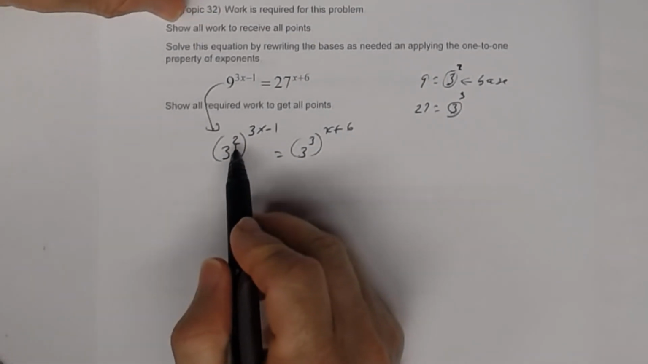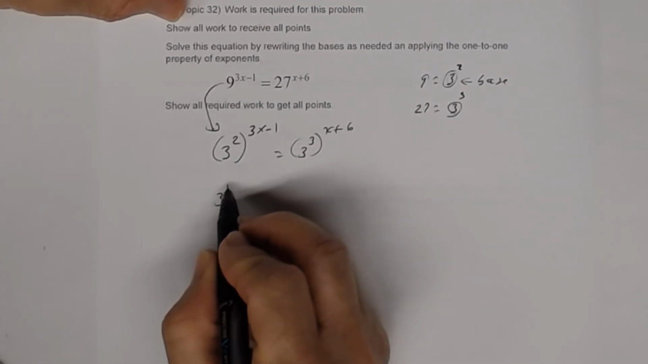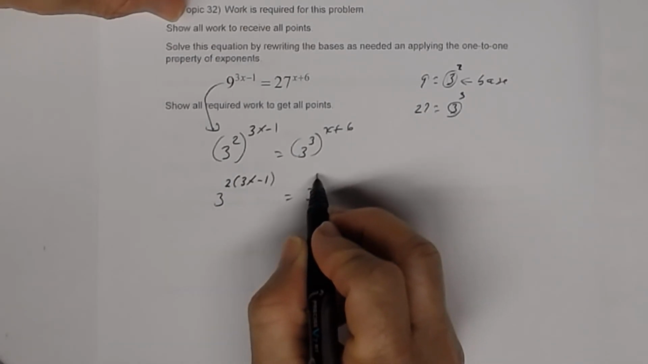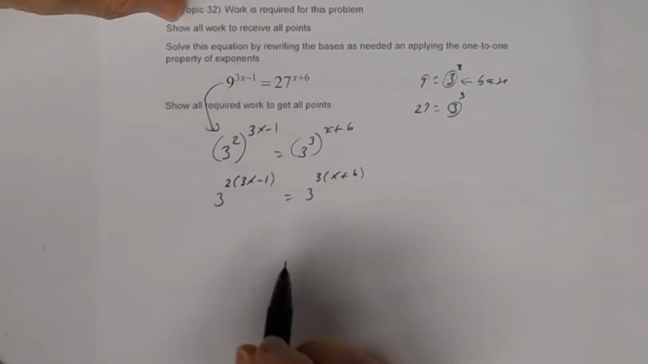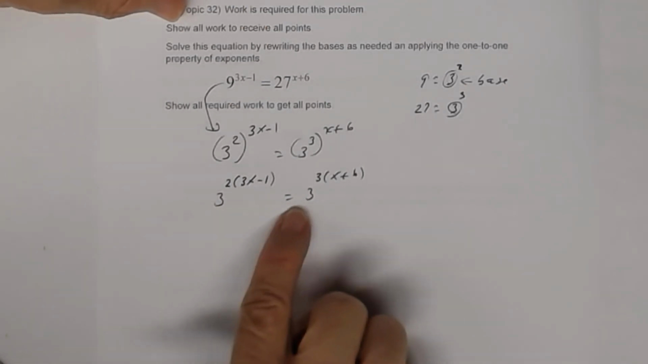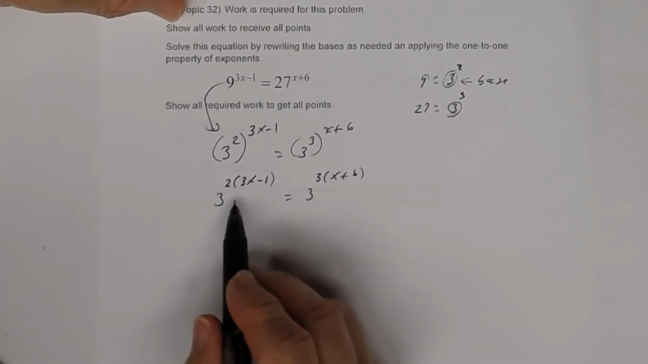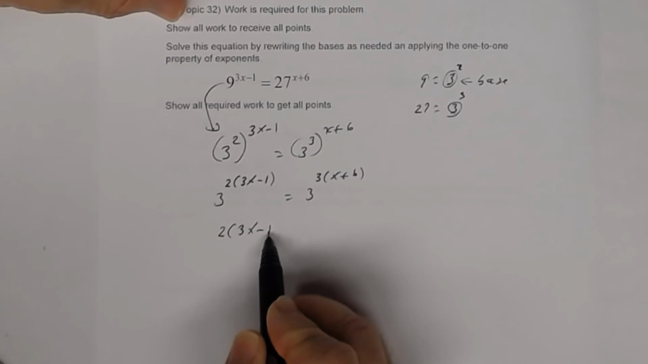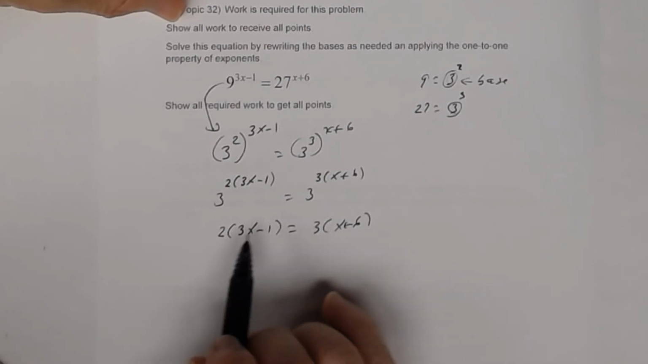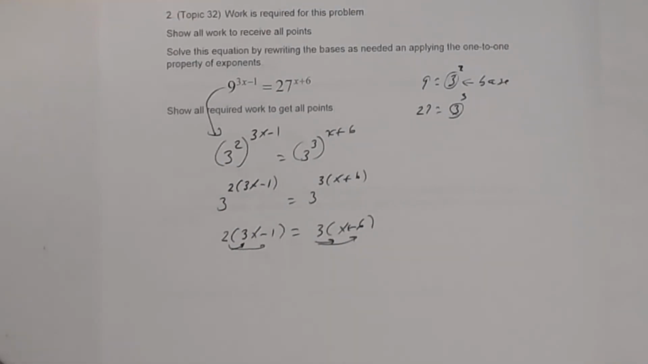And now what we're going to do is use the fact that you have a power raised to a power. So I'm going to multiply these exponents. So I get 3 raised to the 2 times 3x minus 1 equals 3 raised to the 3 times x plus 6. And then I can use the one-to-one property of exponents. Since the bases are the same, the exponents have to be equal. So that's that one-to-one property. Then that means that 2 times 3x minus 1 must equal 3 times x plus 6. And notice I have this very simple linear equation. So I just distribute and I solve for x and I'm done.